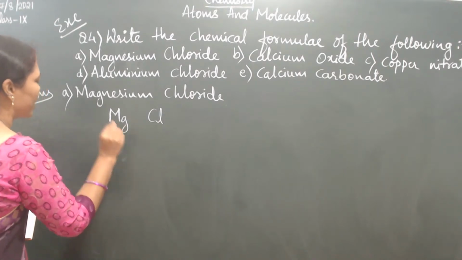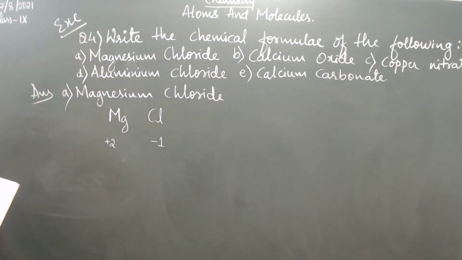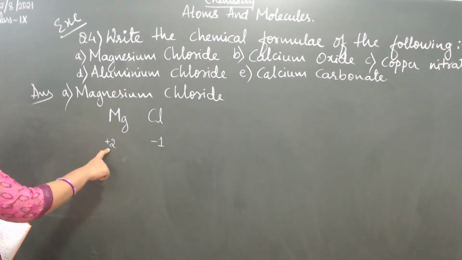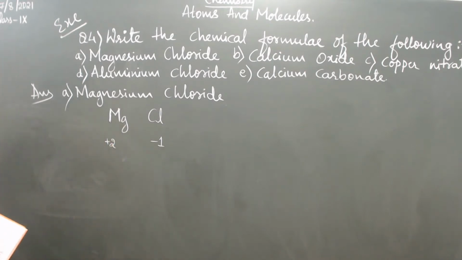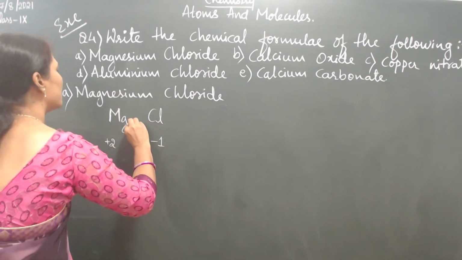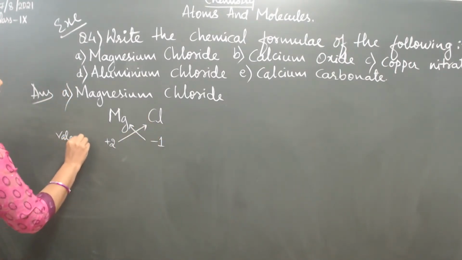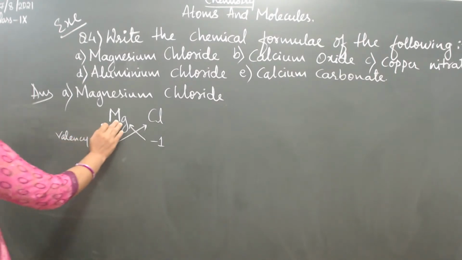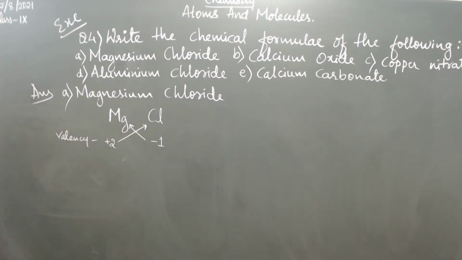Here we are going to write the valency. The valency of magnesium is +2, and the valency of chloride is -1. And what we have to do is crisscross these. What is this? This is the charge, or the valency. We know that magnesium is the 12th element: the 11th element is sodium, and the 12th one is magnesium.